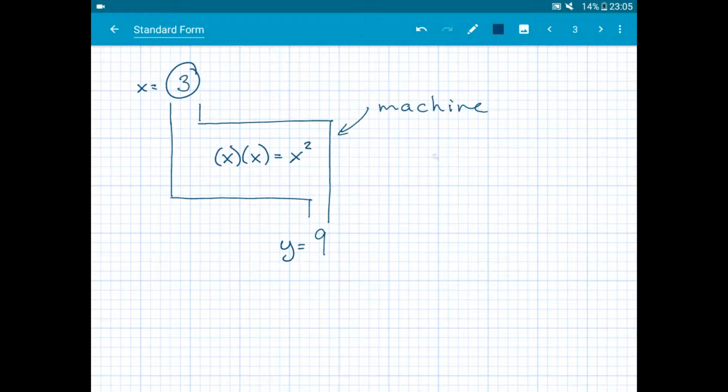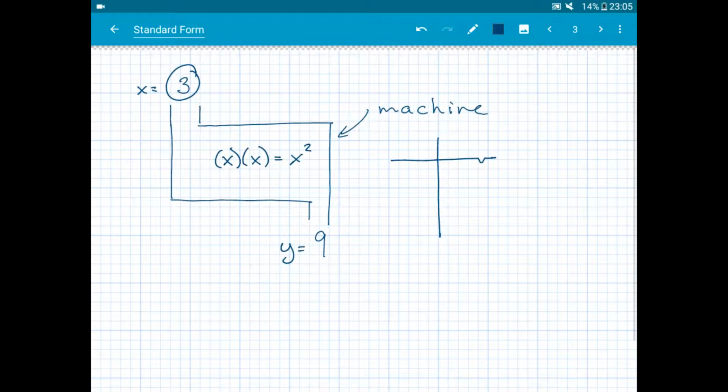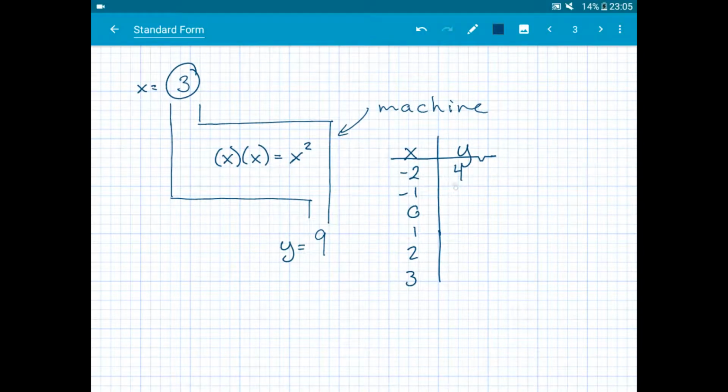So if we were to summarize this, let's start off with a table. And this time we'll just switch things up. We'll just call the input an x and the output a y. And we'll just go through some possible values. Okay, so start at minus 2, minus 1, 0, 1. These aren't too hard to do, so we'll just do a bunch. So minus 2 times itself is 4. Minus 1 times itself is 1. 0 times itself is 0. 1 times itself is 1. 2 times itself is 4. 3 times itself is 9.